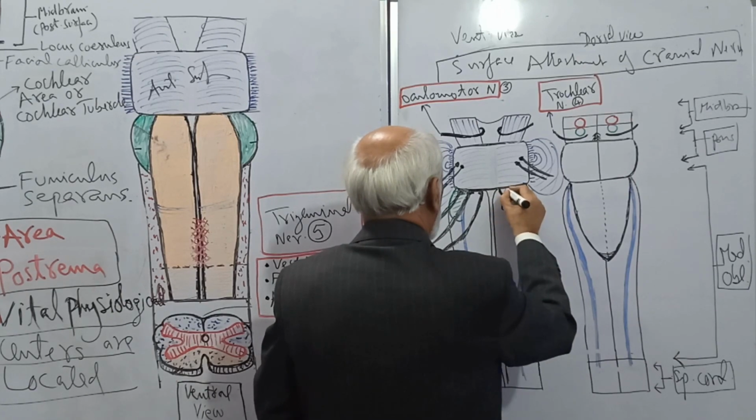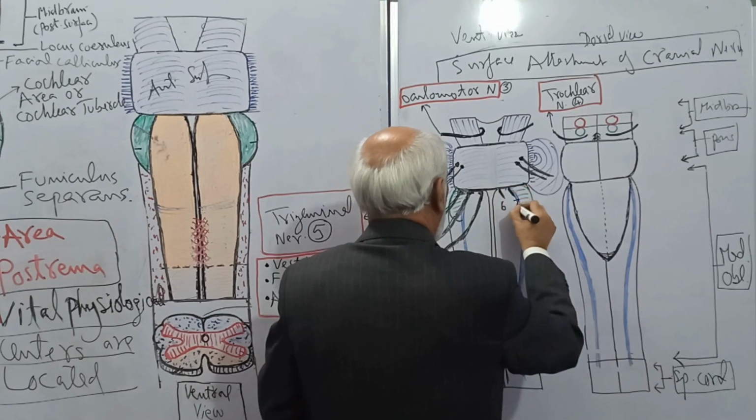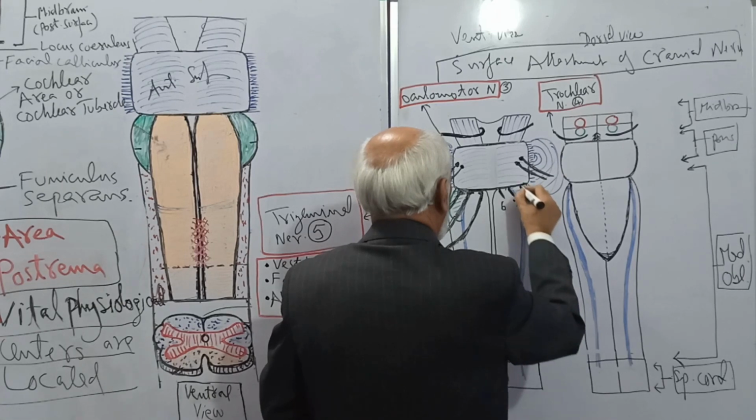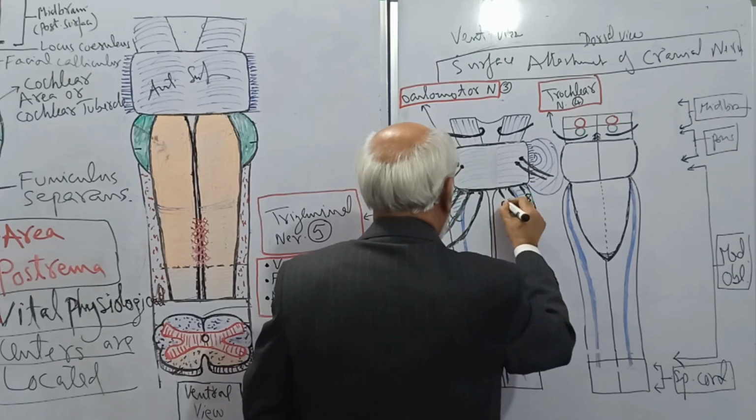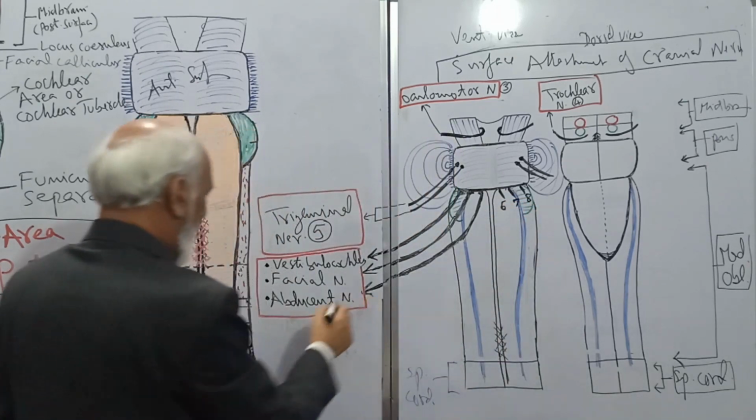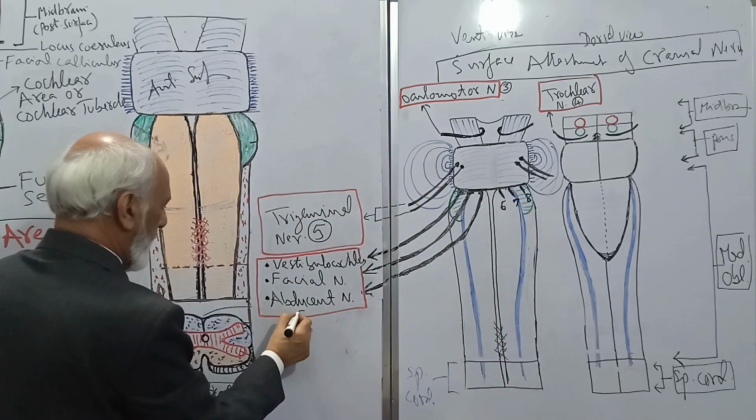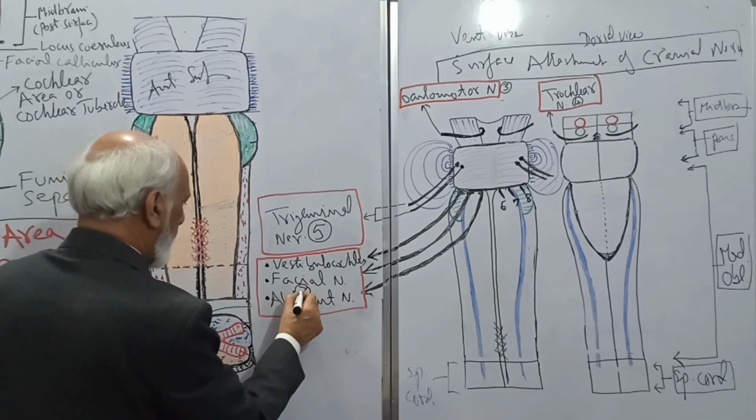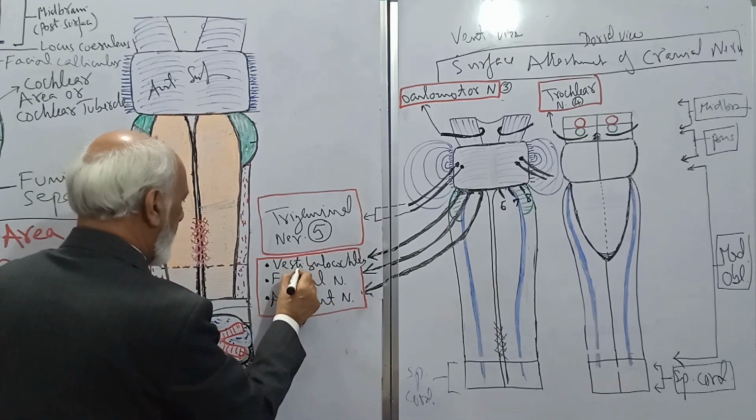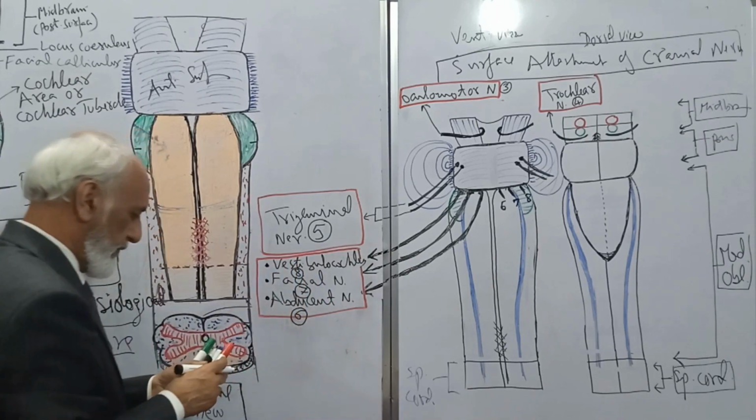Sixth, seventh, eighth cranial nerves. Abducens nerve is the sixth cranial nerve. Facial nerve is the seventh cranial nerve. Vestibulocochlear is the eighth cranial nerve.